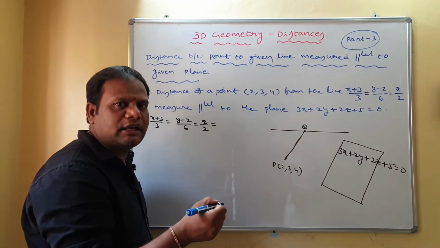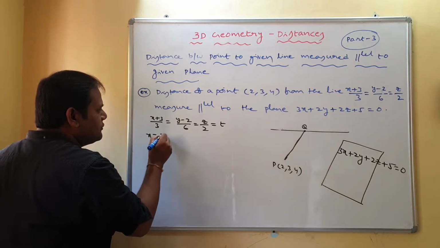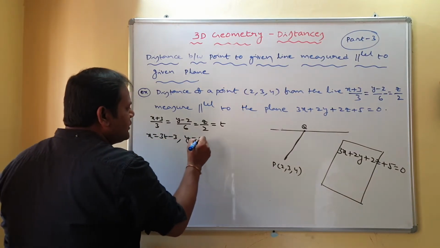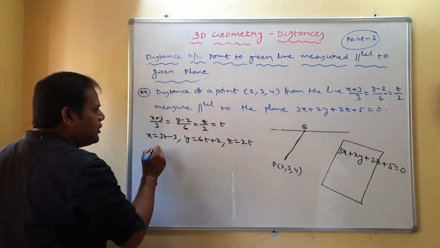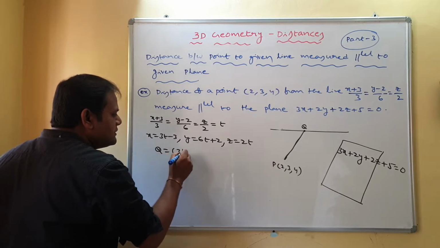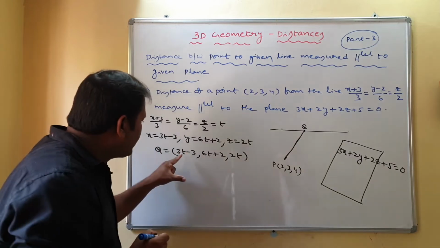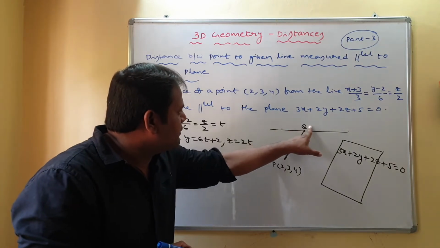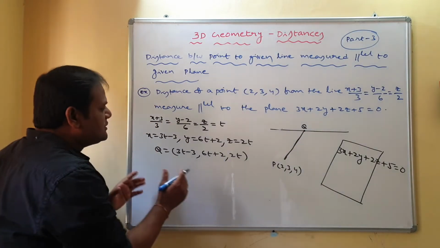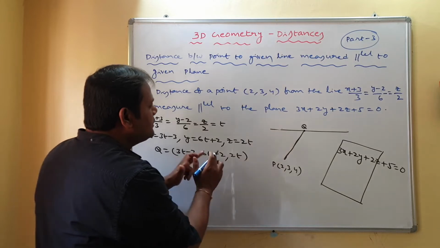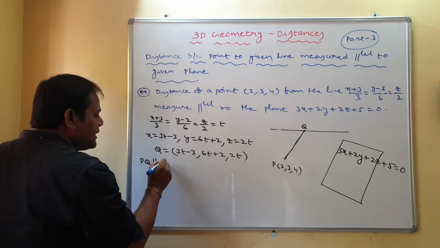How to take any point on the line? We equate the line equation to t. Then what you get? x equal to 3t minus 3, y equal to 6t plus 2 and z equal to 2t. So what is any point Q? 3t minus 3, 6t plus 2 and 2t. Once you find the t value, you can get this point, then you can find the length PQ. That is our answer, right? So my first target is finding the t value.